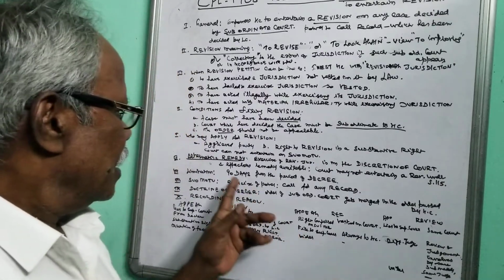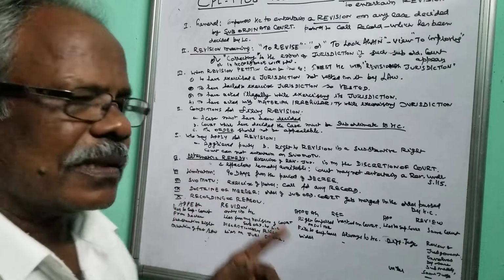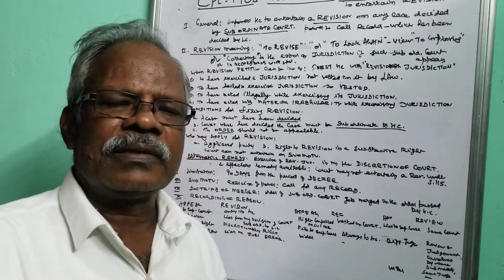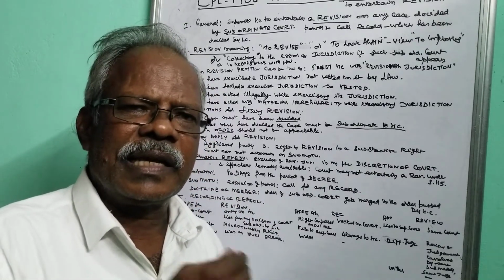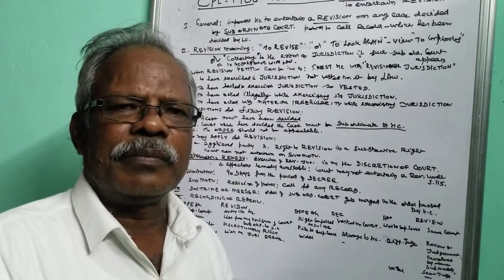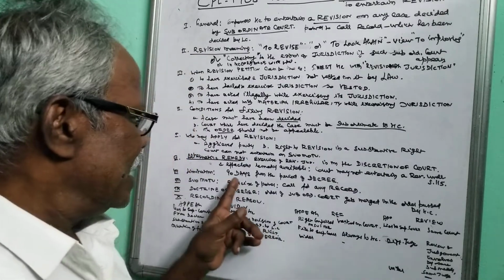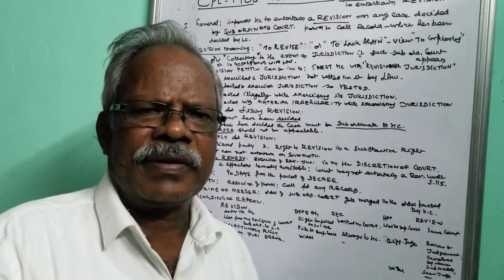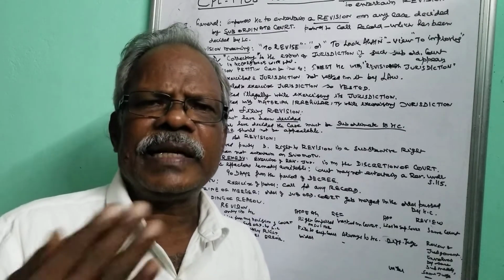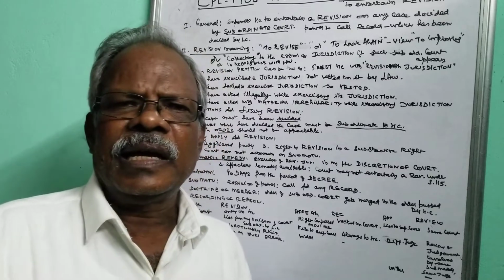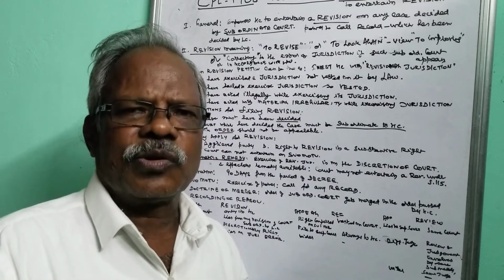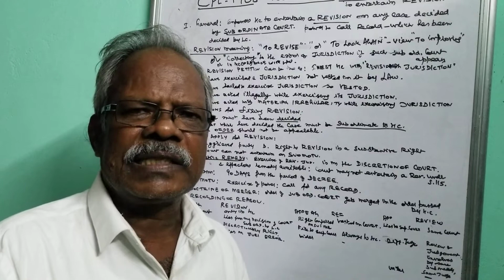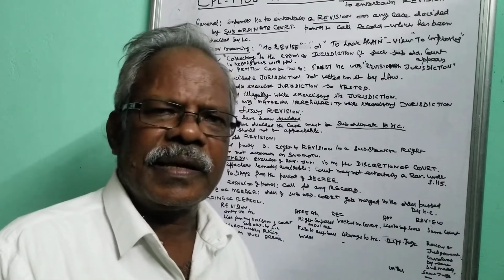Then another thing, limitation. What is the limitation? Within how many days can the revision petition be made? Within 90 days from the date of the decree. So if the decree is given today, it means 90 days. After 90 days, the revision petition cannot be given to the court. So the limitation period is 90 days from the date of decree.